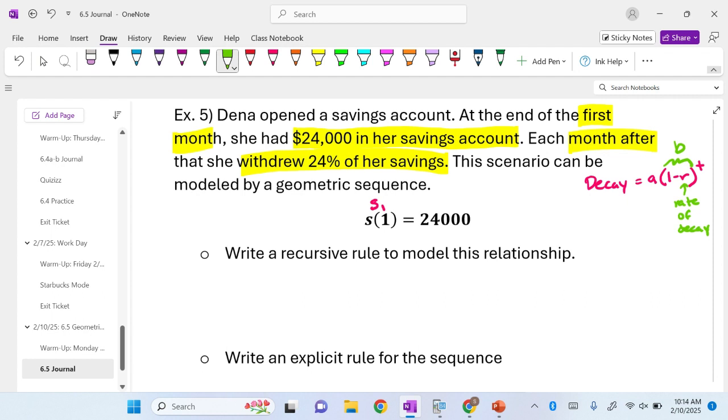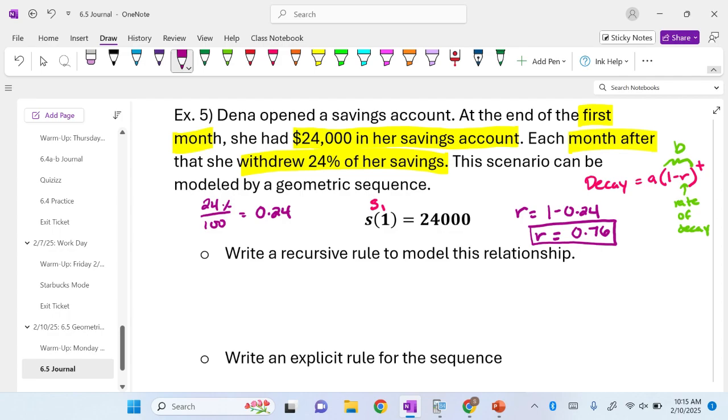Do 24% divided by 100. So first we would do 24% divided by 100 because we need it as a decimal. So that'll be 0.24. Then what do I do with that? Right, do 1 minus the 0.24. So my R value, or my common ratio, is equal to 1 minus 0.24, which means that it would be equal to 0.76.